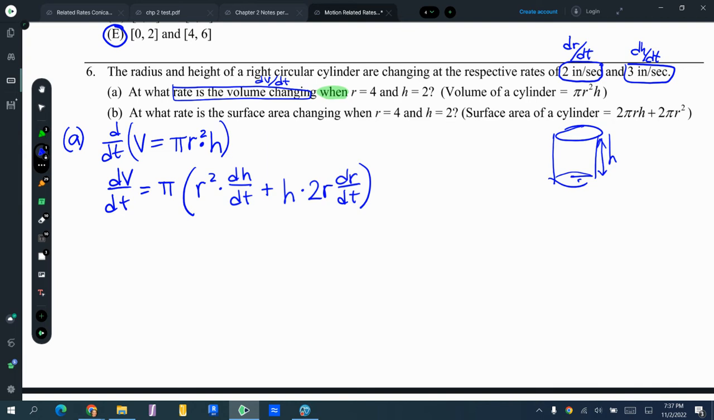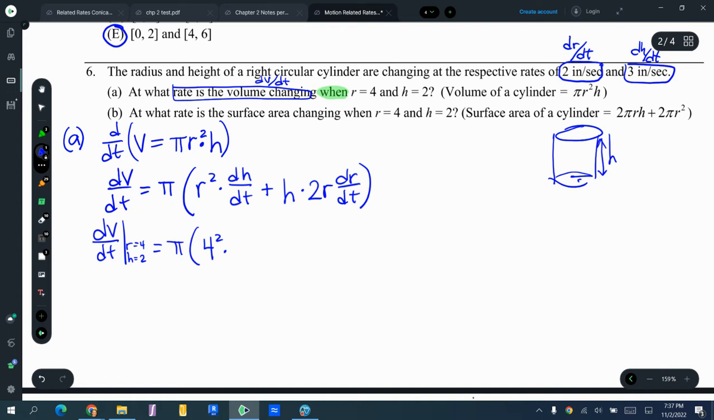And now we're going to evaluate this thing because we want dV dt when r is 4 and h is 2. That's going to be 4 squared times dH dt, which was 3, plus h, which is 2, times r, which is 4, times dr dt, which is 2. Now, if this was a free response problem, you just need to add units and you're done. But we're going to go ahead and simplify this just because it's good practice, to be honest.